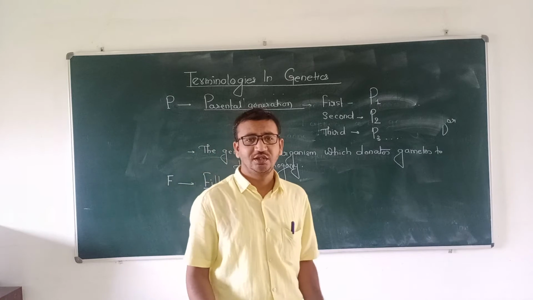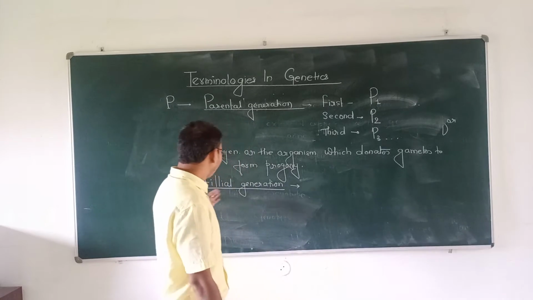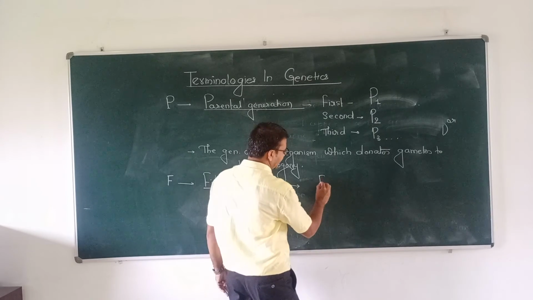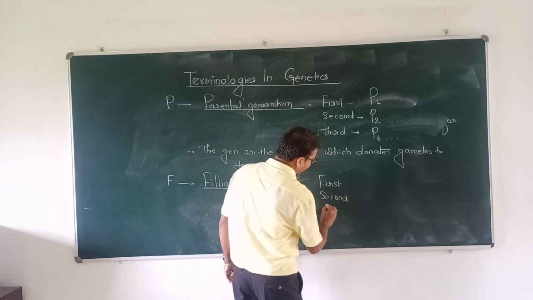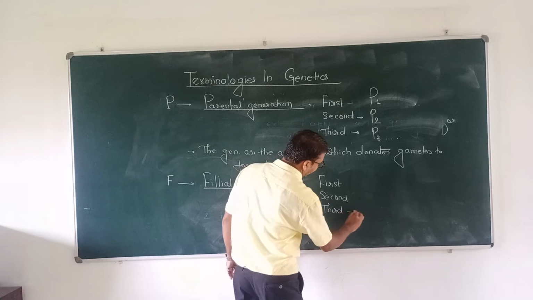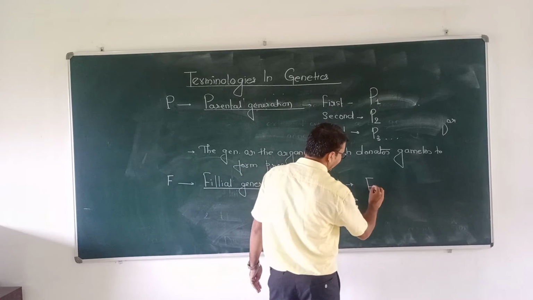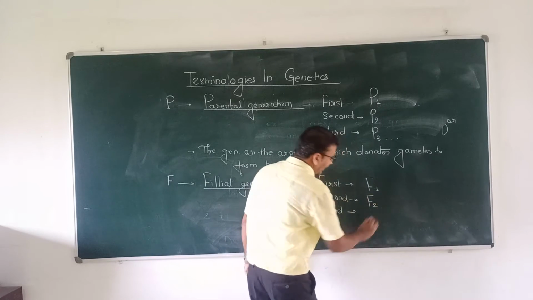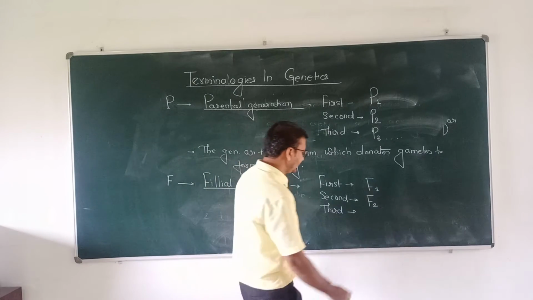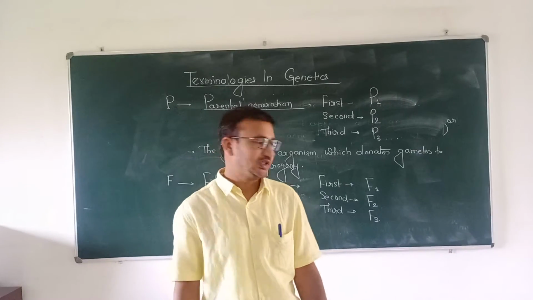Similarly, as there can be a first, second, and third parental generation, the filial generation can be the first filial generation, the second, and the third filial generation. These are symbolized as F1 for the first filial generation, F2 for the second, and F3 for the third.